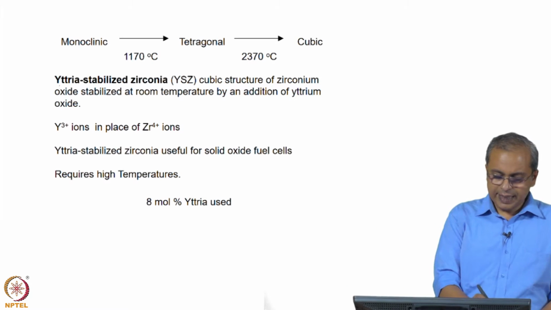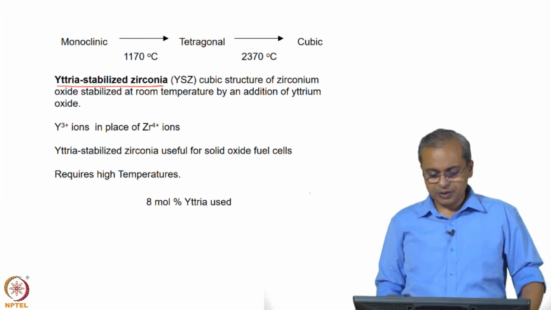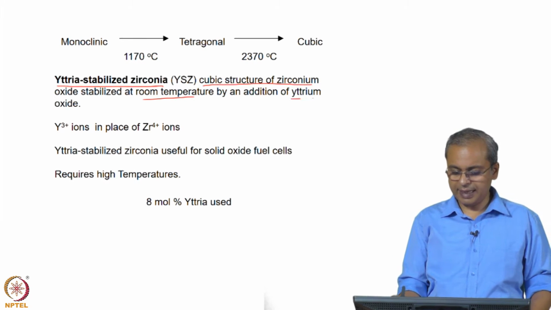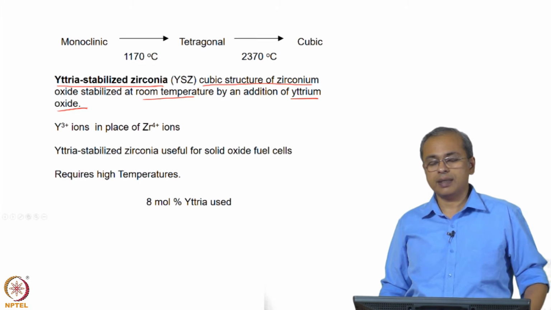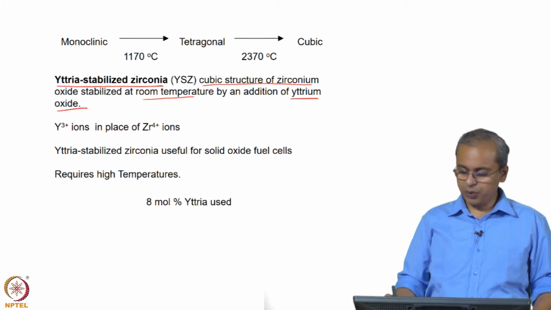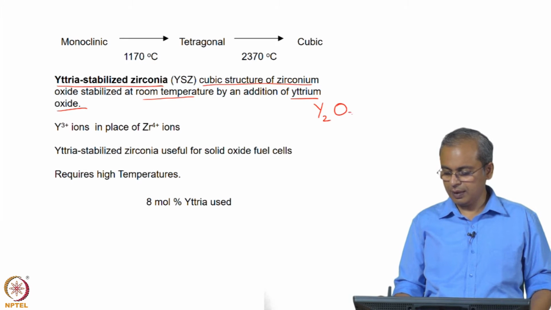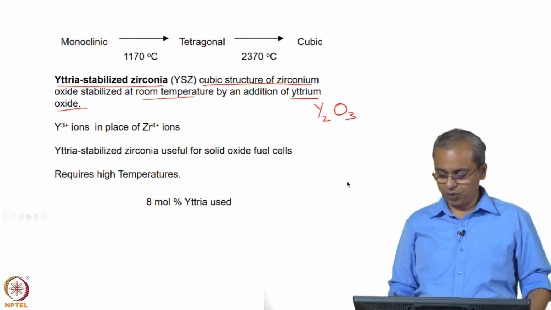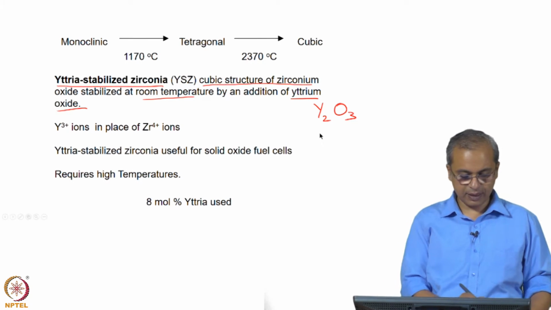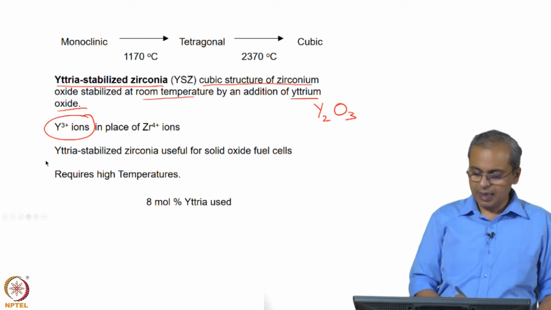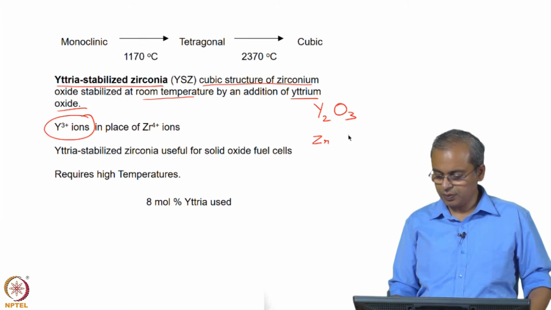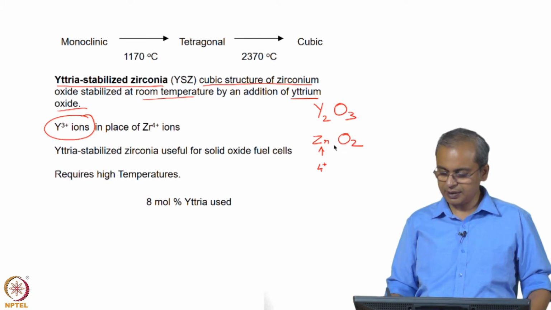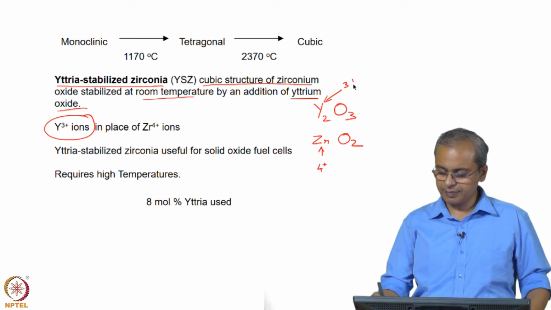So, you can actually get something called yttria stabilized zirconia, which is the cubic structure of zirconium oxide stabilized at room temperature, and that is done by adding yttrium oxide. Yttrium oxide is Y2O3, and you can see here that yttrium is a trivalent ion in this case. So, you have 3+ ions, as opposed to ZrO2, where zirconium is 4+. So, this is the 4+ oxidation state, here Y is 3+.